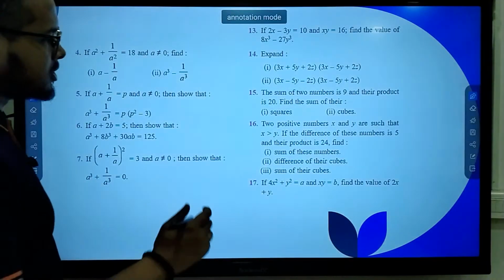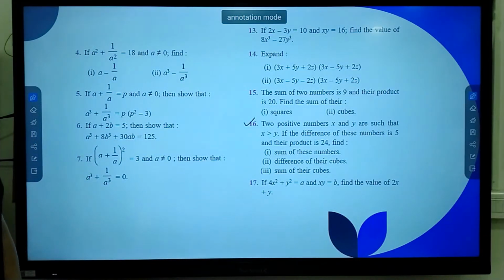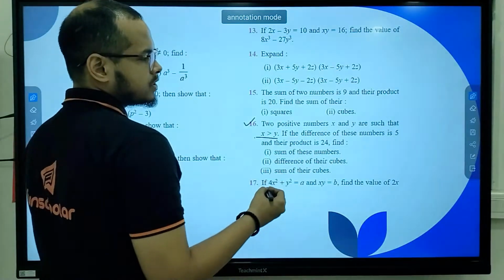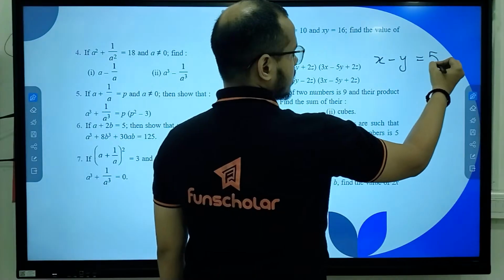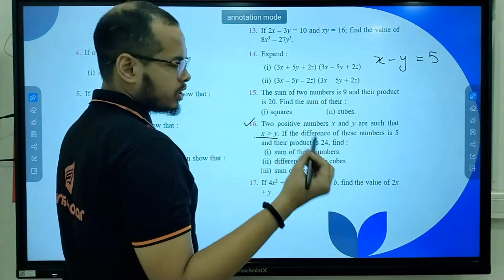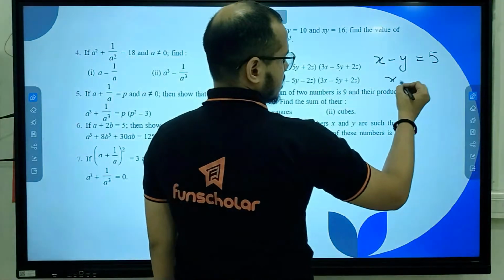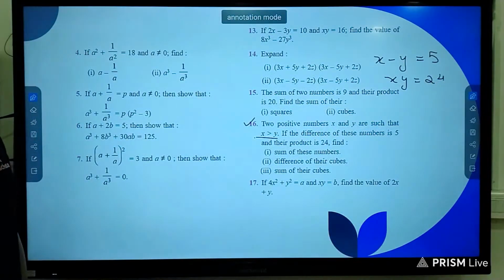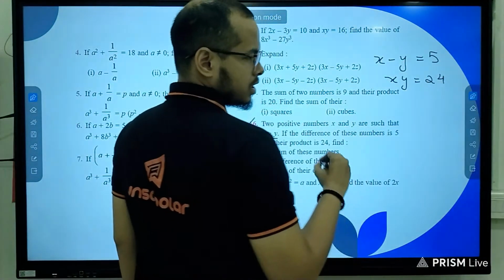Now, number 16, the question states that two positive numbers x and y are such that x is greater than y. Okay, so first thing is x is greater than y. If the difference of these numbers is 5, so x - y is 5. And the product is 24, xy is nothing but 24. To find the sum of these numbers, we need to find x + y. Okay, let's do it, guys.